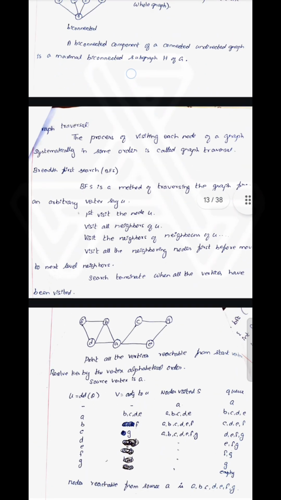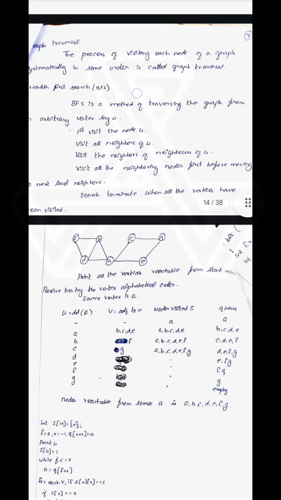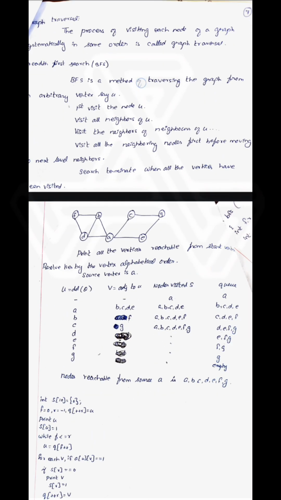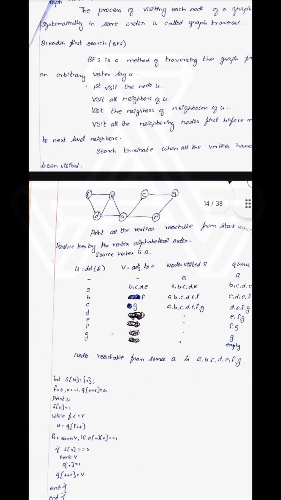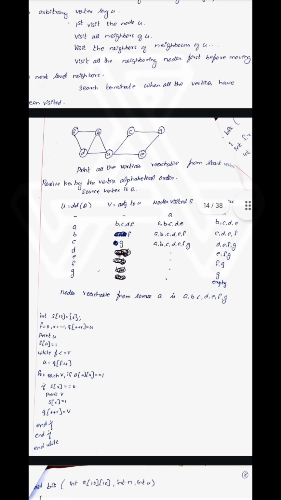Graph traversal: the process of visiting each node of the graph systematically in some order is called graph traversal. Breadth first search (BFS) is a method of traversing the graph from an arbitrary vertex, say U. First visit the node U, visit all the neighbors of U, then all neighbors of neighbors of U. Visit all the neighboring nodes first before moving to the next level. The search terminates when all the vertices have been visited, printing all the vertices reachable from the start vertex.